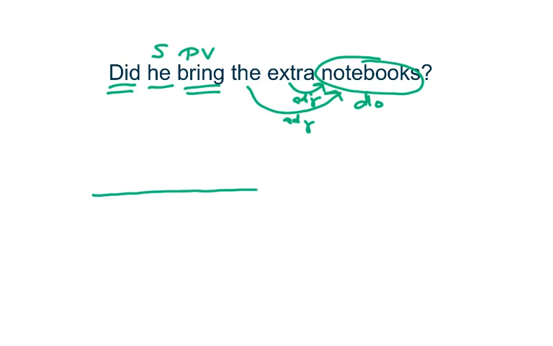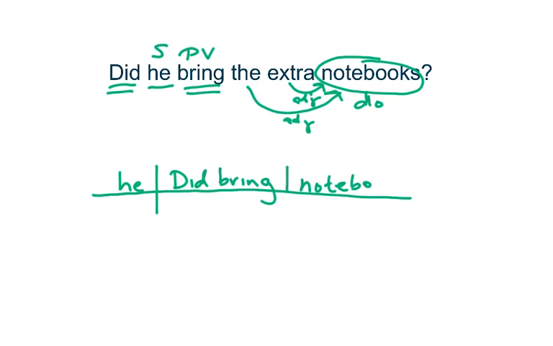So let's diagram now. He is our subject. Did bring. Transitive verb. Direct object. Notebooks. And I need my question mark after that. Do we have any modifiers for he? No. Do we have any for did bring? No. Do we have any for notebooks? Yes, we do. We have the, and we have extra.